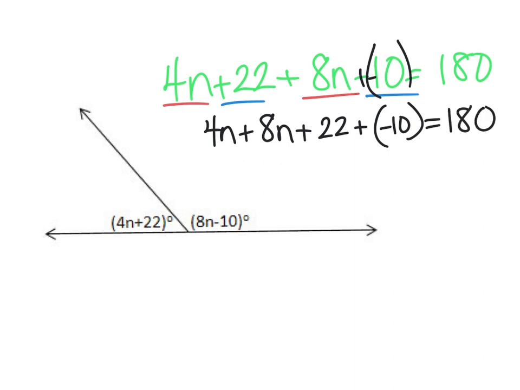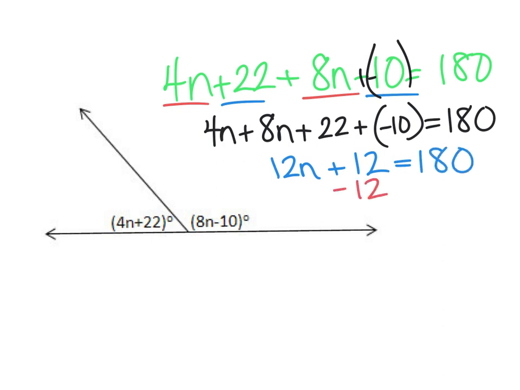So I'm going to combine my like terms. 4n plus 8n is going to equal 12n plus, I have 22 plus negative 10. So if you remember, same signs add and keep, different signs subtract. So I'm really subtracting, the absolute value of those numbers, and I end up with 12n equals 180. And now I just have this equation to solve.